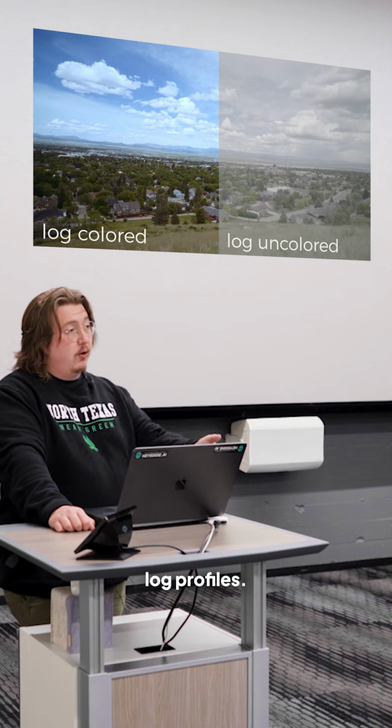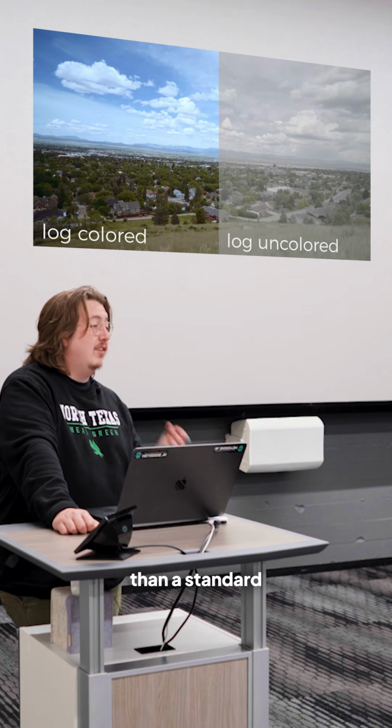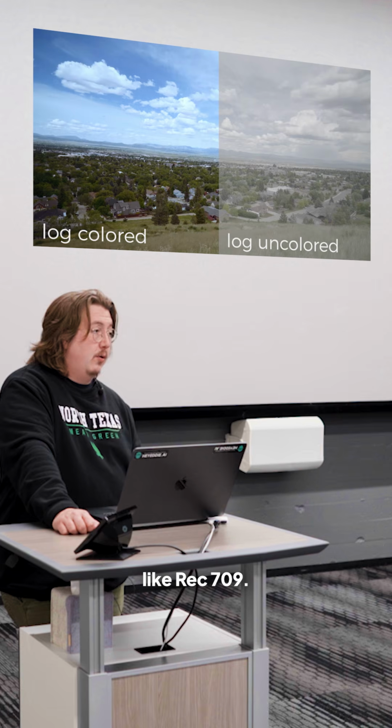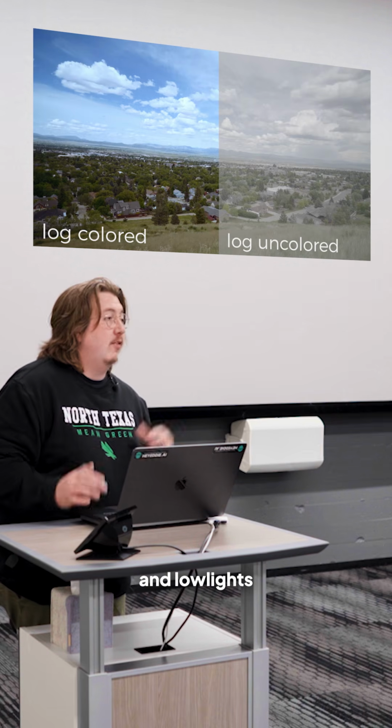Now, to maximize the dynamic range that a camera sensor records, most modern video cameras utilize log profiles. Log profiles assign more digital values to the shadows and highlights than a standard video profile like Rec. 709. That's why it looks kind of gray in your camera. It's because it's preserving the highlights and lowlights through compression.